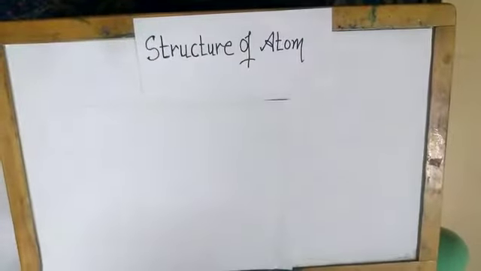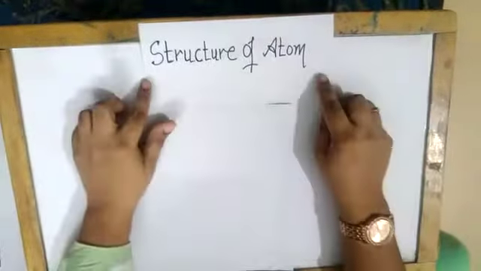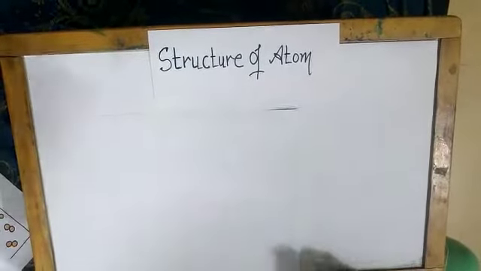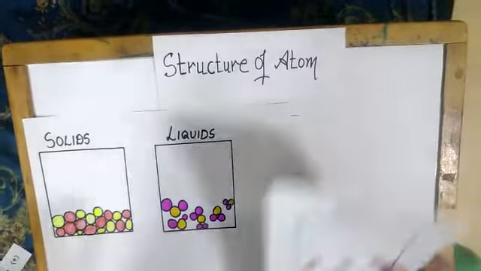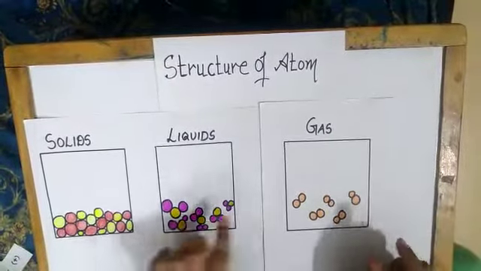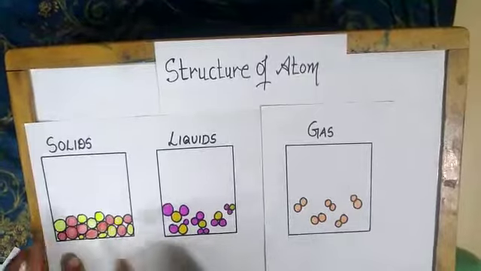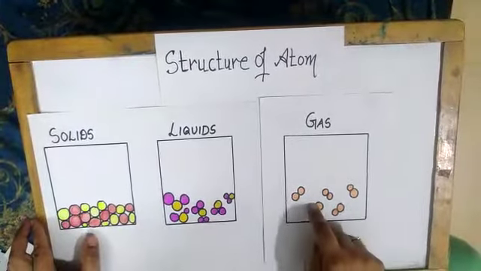Hello students. Today we will talk about the structure of atom. In your previous chapters you have talked about three states of matter, right? Solid, liquids and gas. Now you can see that they are made up of small particles.